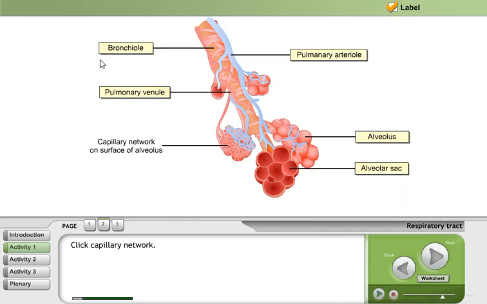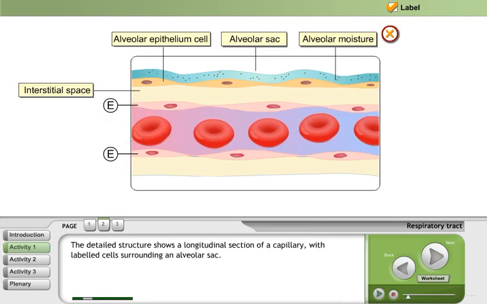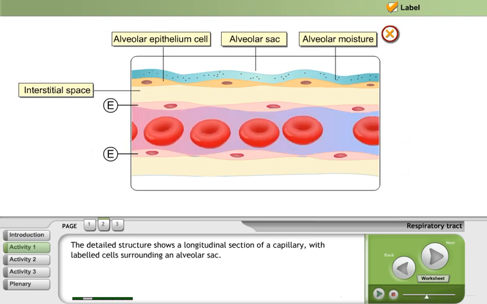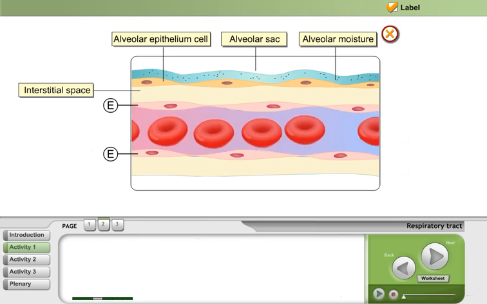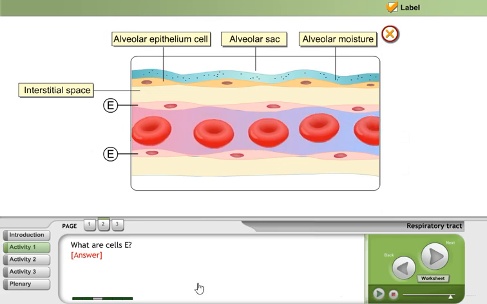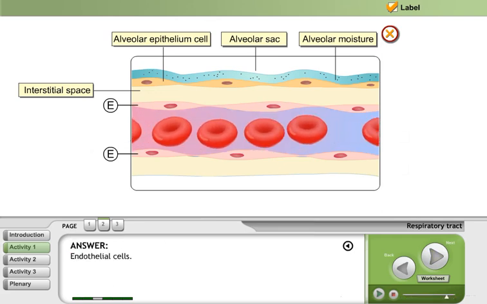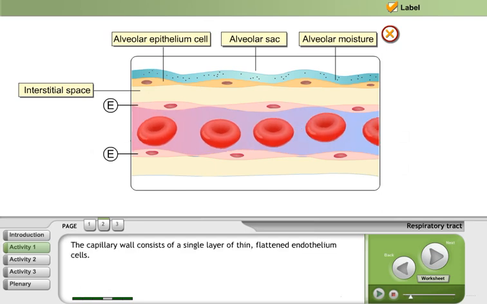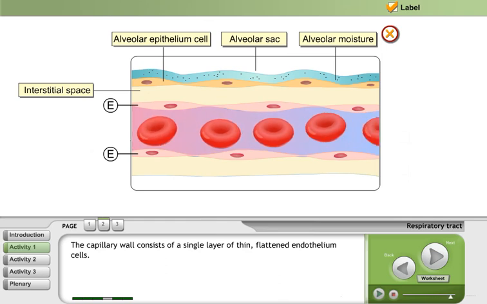Click capillary network. The detailed structure shows a longitudinal section of a capillary, with labeled cells surrounding an alveolar sac. What are cells E? Answer: endothelial cells. The capillary wall consists of a single layer of thin flattened endothelium cells.